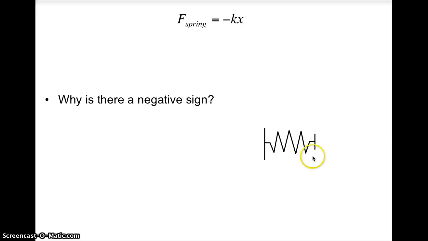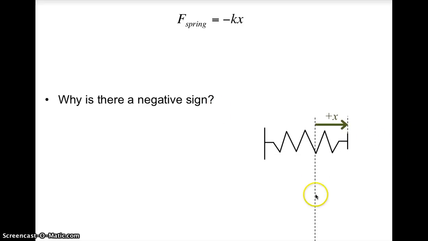If you take this spring and you stretch it to the right from the normal resting position, you've just given it rightward or positive displacement. And the force pulls back toward this normal position, this relaxed position. So the force is going to be leftward, negative.